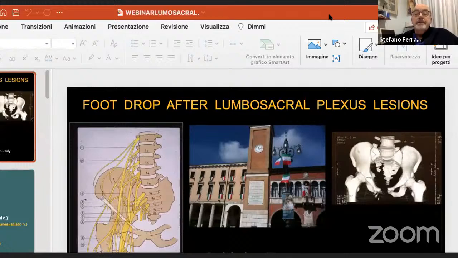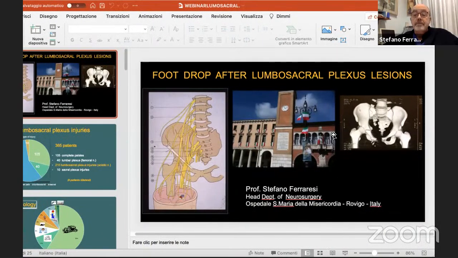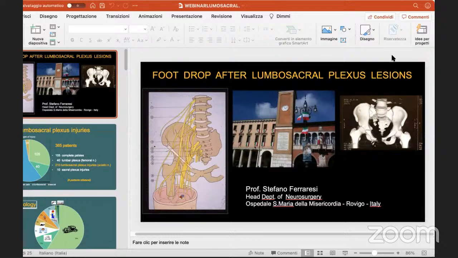Can you show the screen? Yeah, we can see the screen. Just put it on the slideshow, please, Stefano.